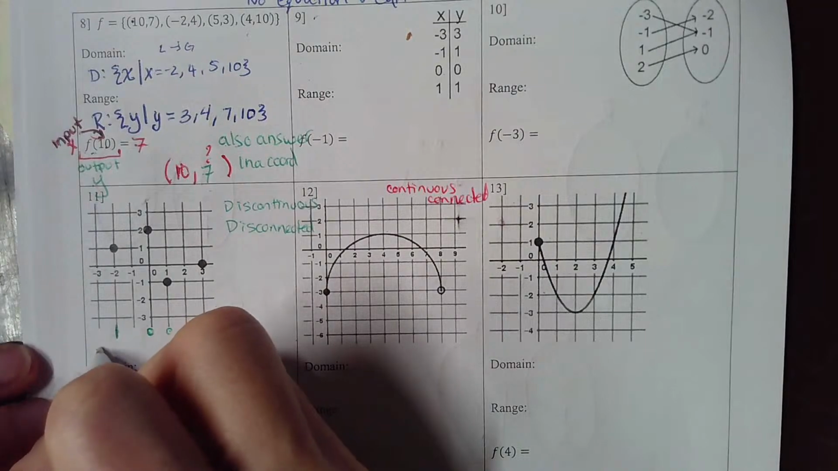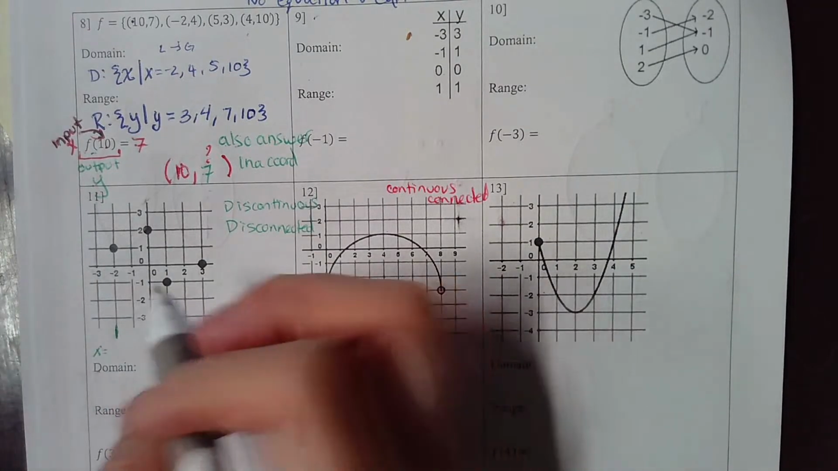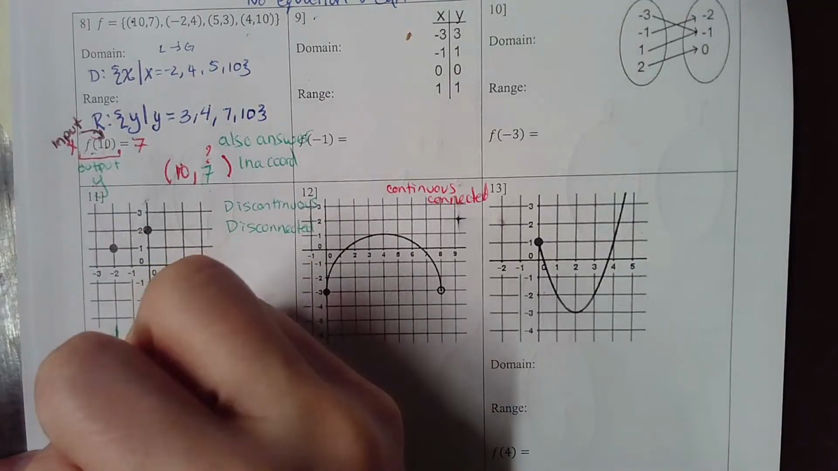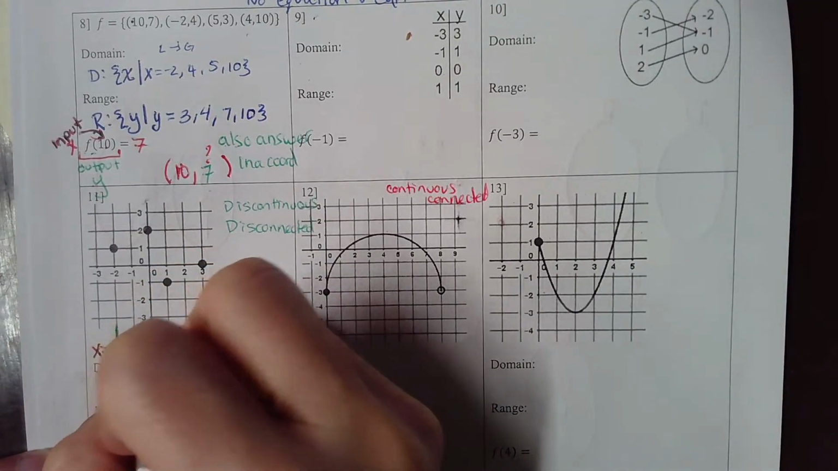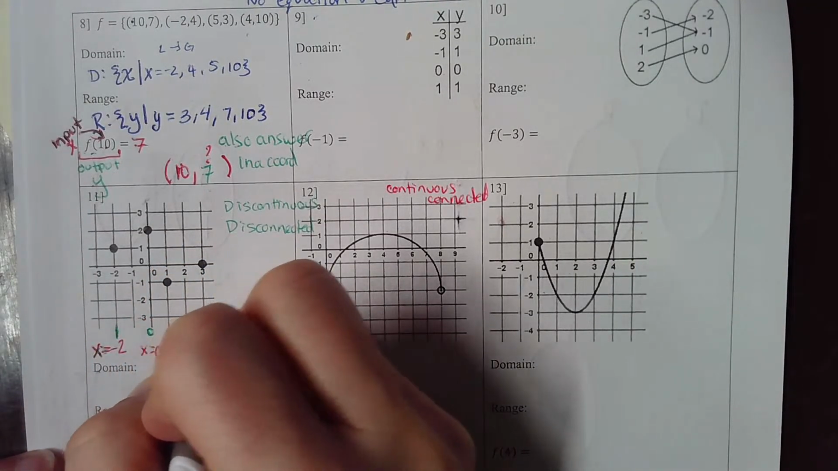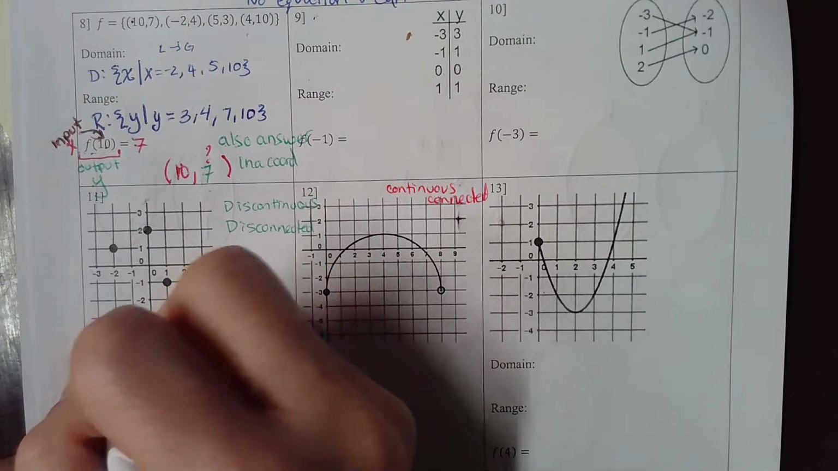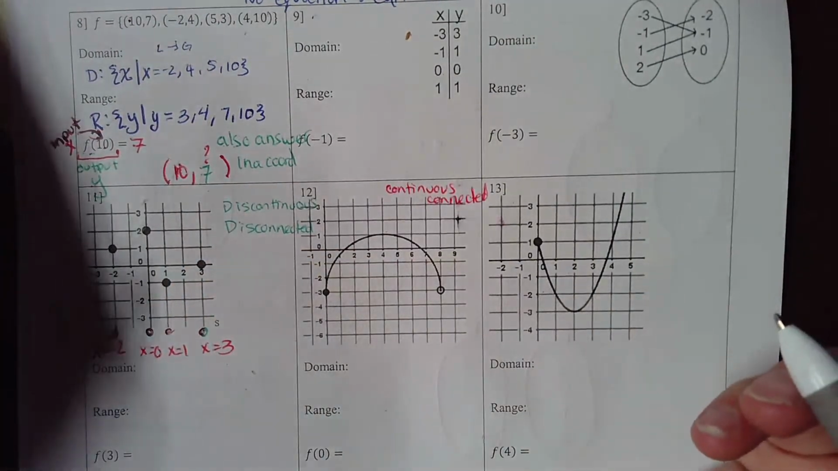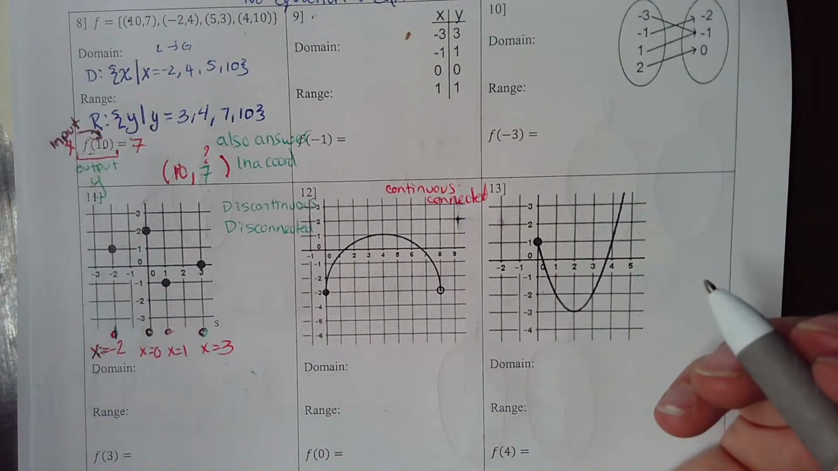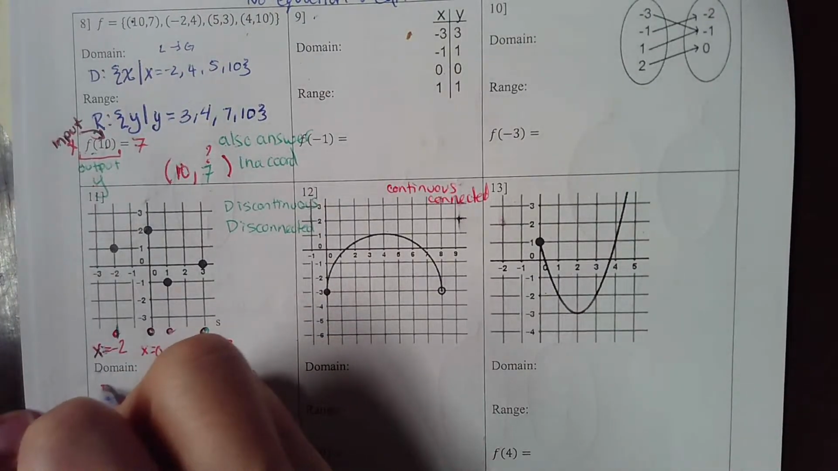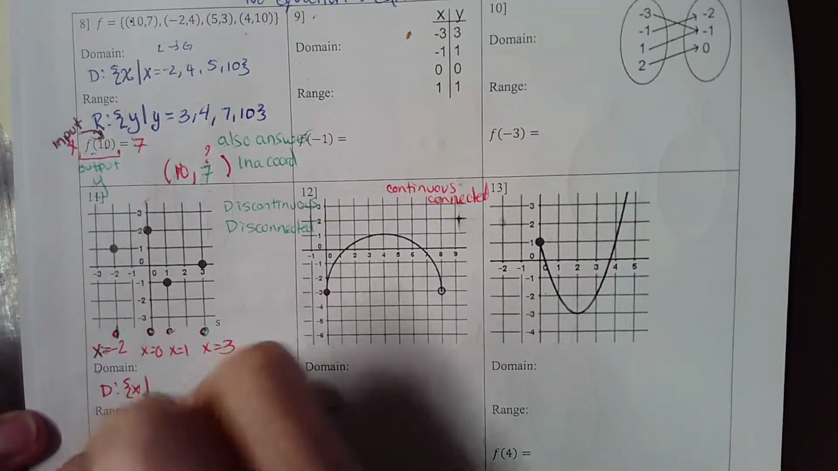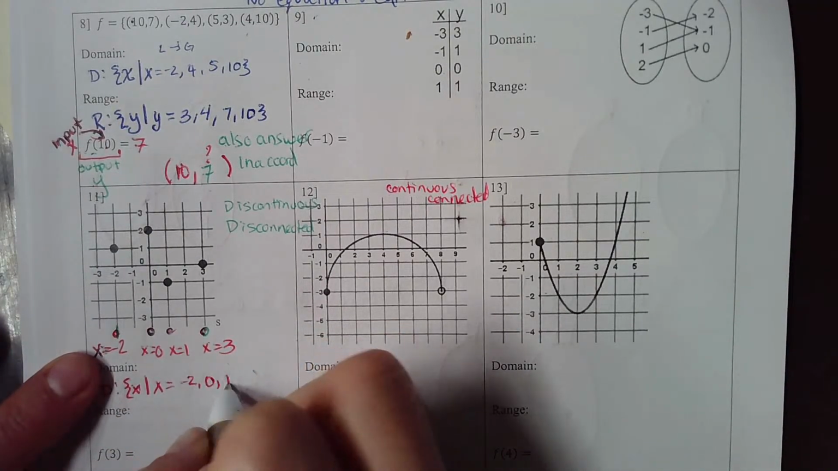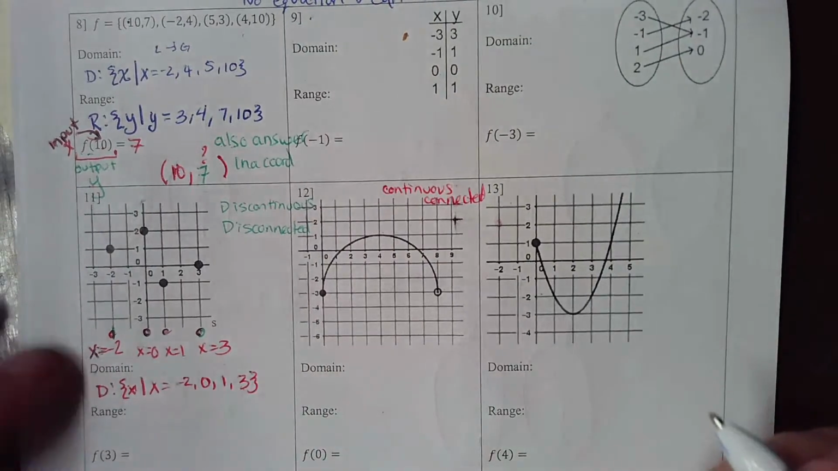Where are these? Well, this is X equals -2, X equals 0, X equals 1, and X equals 3. That is where my inputs are. Which means my domain, D, is the set of all X, where X is equal to, from least to greatest, -2, 0, 1, and 3.